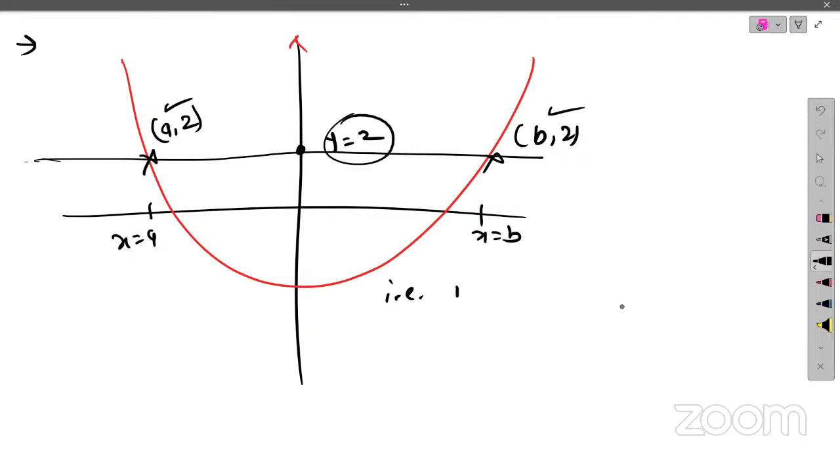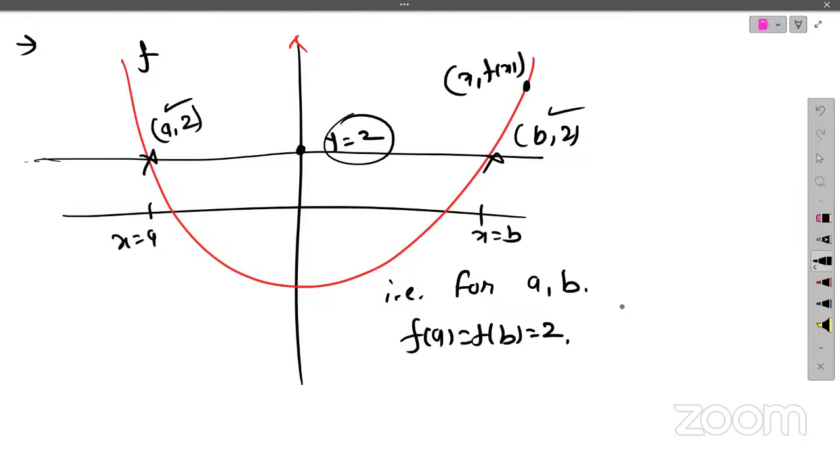So that means for a and b, f of a is the same as f of b, which is 2, right? Because this is the graph of f. And we know that any point on the graph will have coordinates x comma f of x, where x is the input and f of x is the output. Similarly, since the coordinates here are b comma 2, b will be the input and 2 will be the output. So for this y equals 2, we have two pre-images, a and b.